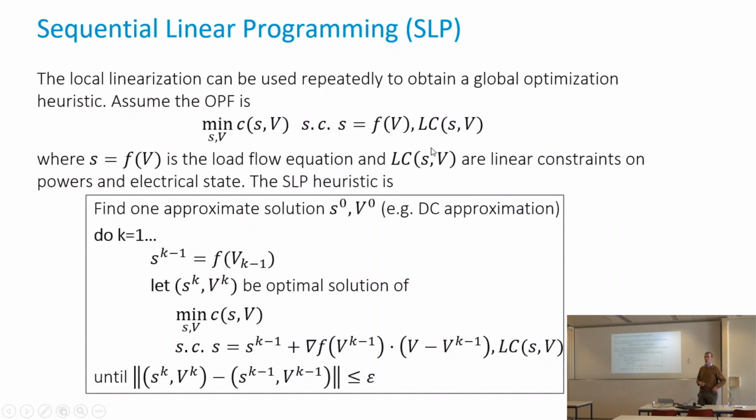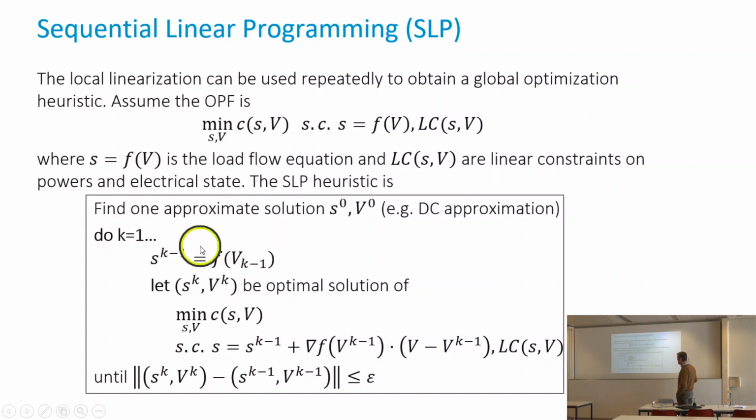For example, we may want to penalize the operation in a region where the voltage is between 0.95 and 0.97. We don't like to be in this region, so we put a penalty for being there, but it's not a hard constraint. The hard constraint would be we must be above 0.95. So we may have both, depending on how we want to make the problem tractable. So this is one linearized instance of the problem, and then the iteration works as follows.